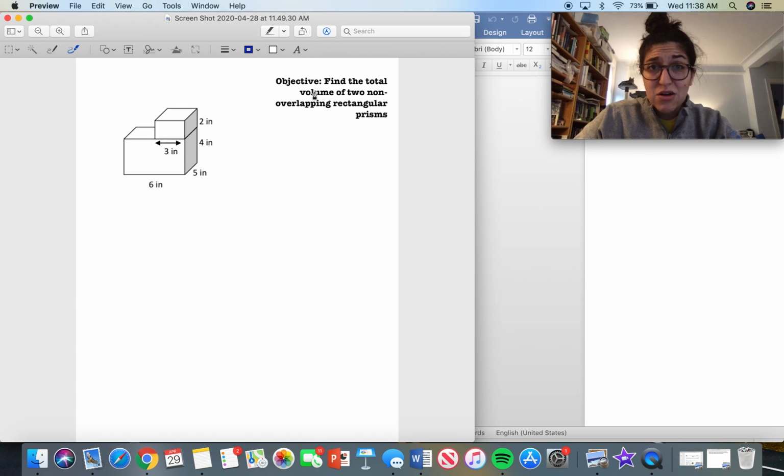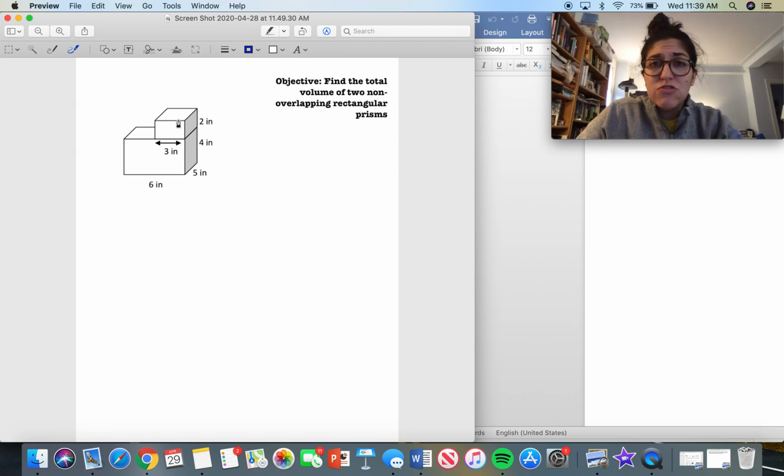So today, our objective is to find the total volume of two non-overlapping rectangular prisms. That's got some big vocabulary in it, but basically what it means is find the total volume, you know what that means, find the complete volume, the amount that fits inside, of two non-overlapping. Non-overlapping means they don't overlap. They're not like this, they're like this. They're touching, but they're not overlapping. Rectangular prisms, you know what that means, right?